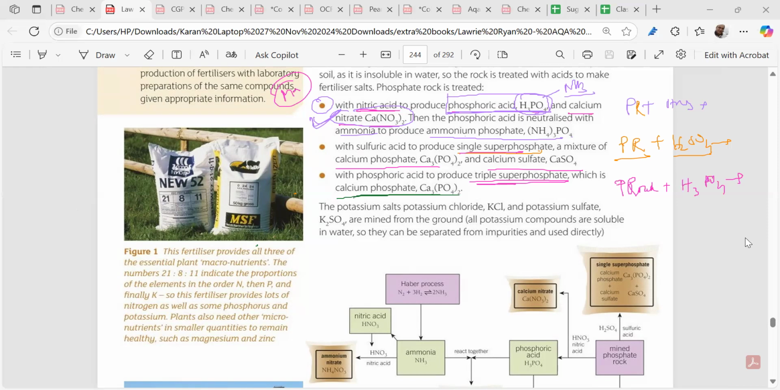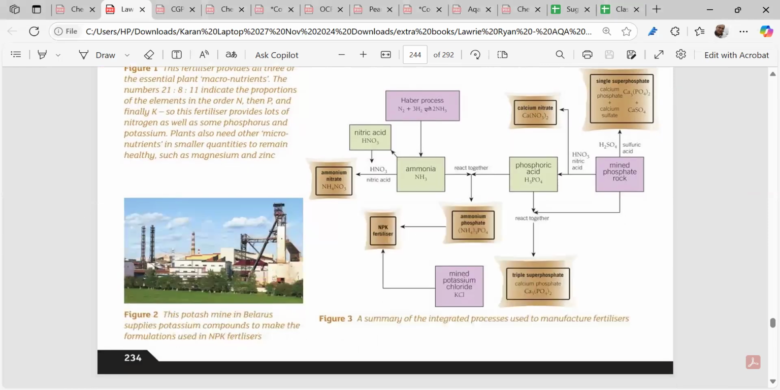Now, the whole journey also requires potassium, right? For the plants, right? Potassium is obtained from where? Potassium chloride and potassium sulfate, right? They're mined from underground. So actually overall, what are we getting?